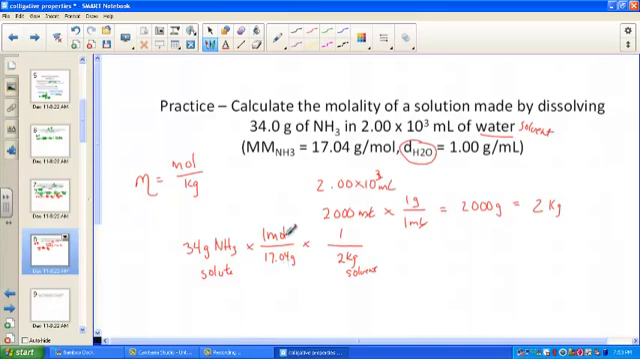Grams cancel with step 1. We get moles per kilogram, which is the very definition of molality of an aqueous solution of ammonia. Hit it with me and be sure I'm doing it correctly.